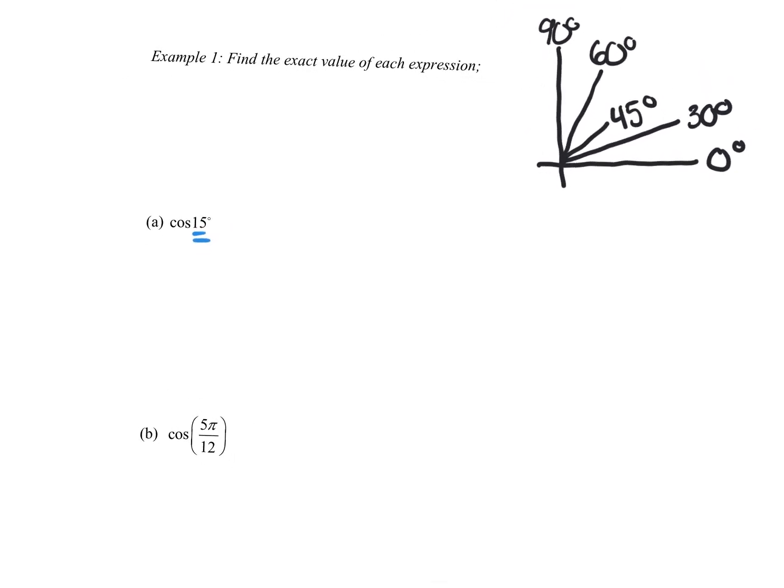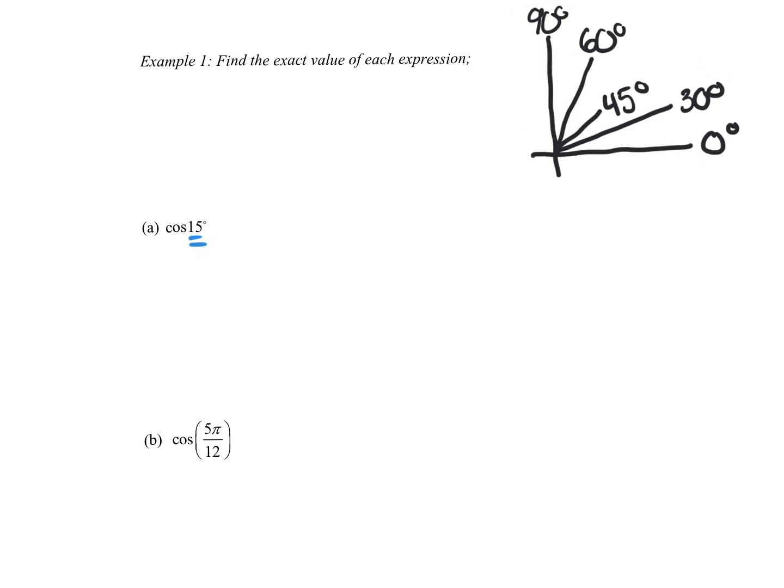So let's pick two things. You could pick 60 minus 45, or you could pick 45 minus 30. Either way, you get the exact same answer. I'm going to do the first option, but it doesn't matter. I'm going to do 60 minus 45. So to make this formula happen, we need to rewrite this cosine 15 as a sum or a difference.